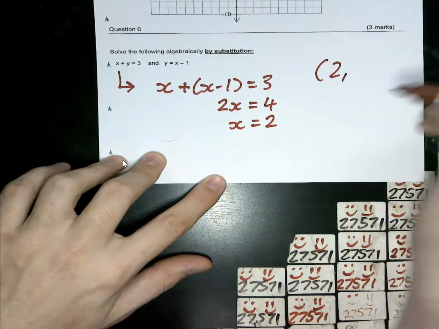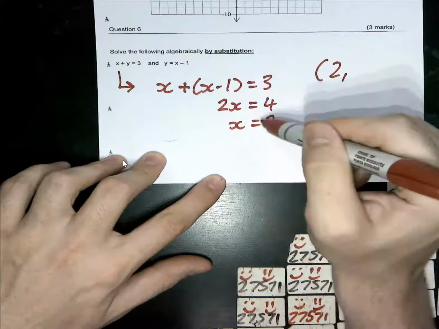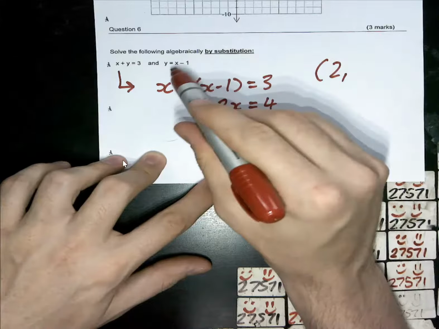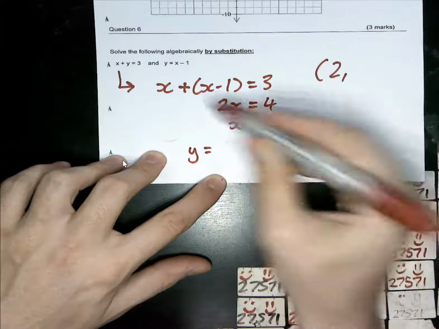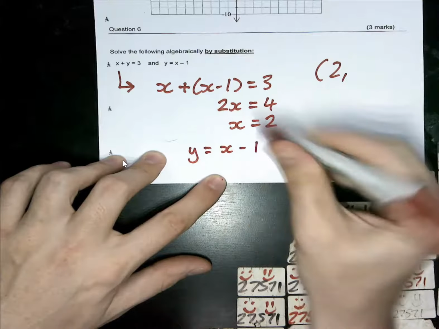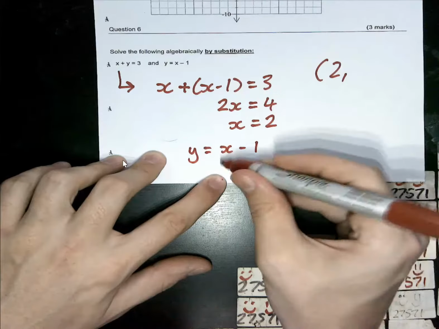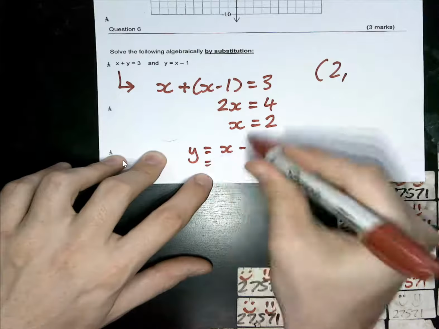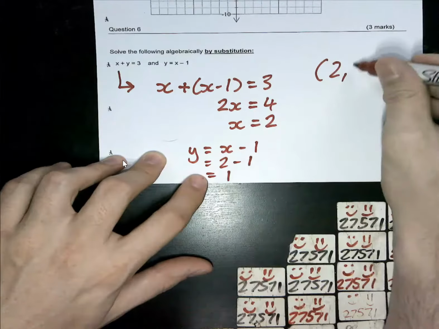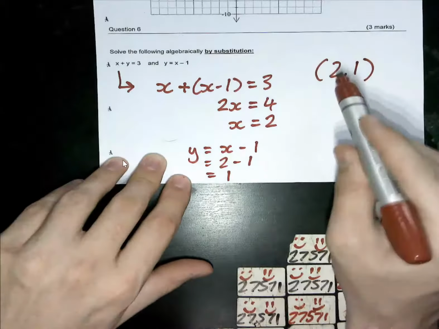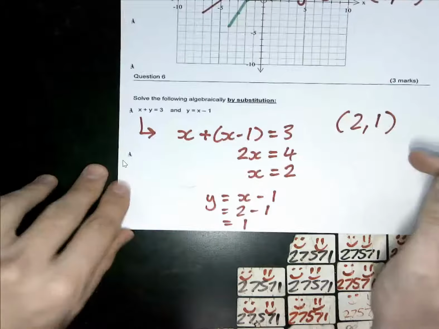Now we just need to substitute this value into one of these equations. We'll just pick this one here for convenience because it already says y equals x minus 1. Just wait for the pen to catch up. Yep. y equals x minus 1. We've already worked out x, which is 2. 2 take away 1 is 1. So (2, 1), like this. That's your answer, because x equals 2, y equals 1. They look hard, but they're not too bad.